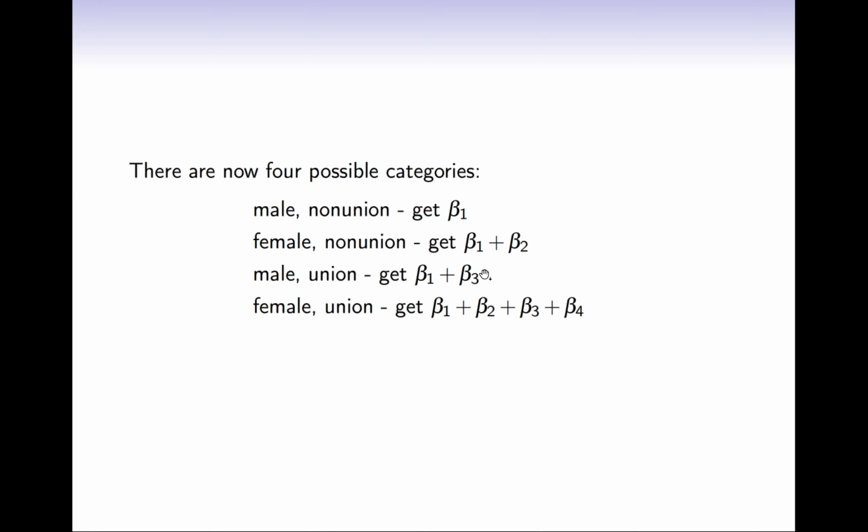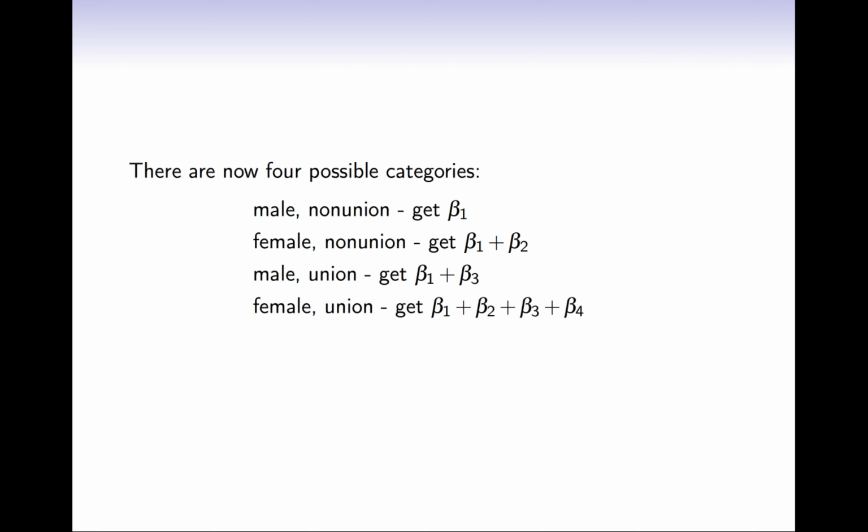Okay, and so we can actually calculate these betas if we know the means for each of these categories. For example, suppose the male non-union mean was 20,000, then beta 1 equals 20,000. And if the female non-union mean is 18,000, that means that beta 2 is minus 2,000, because beta 1 plus beta 2 have to add up to 18,000. So you have 4 different means, and from those 4 means, you can calculate what all of these betas are.